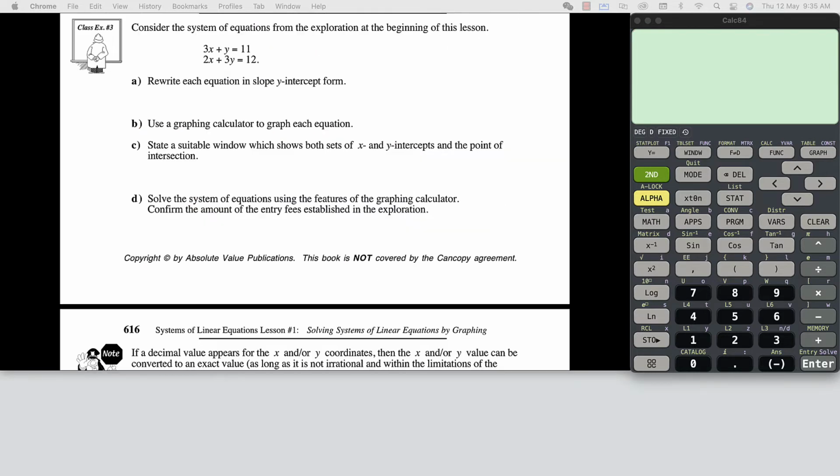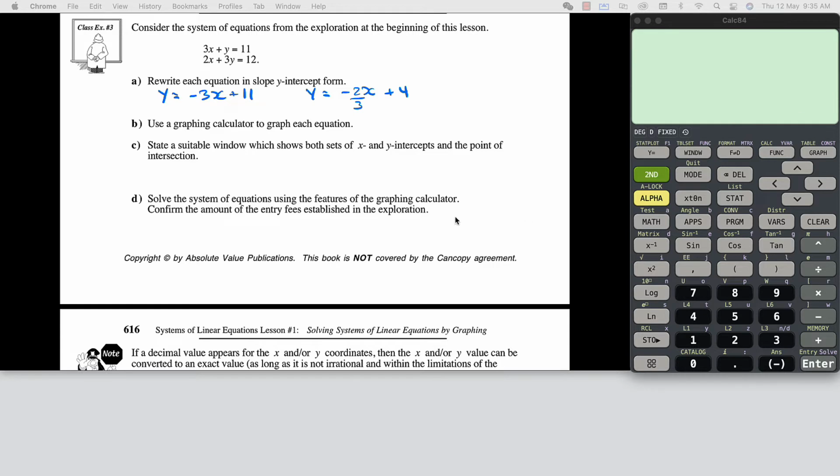Okay, on to class example number 3. Consider the equations from the beginning of the lesson. Rewrite each one of them in slope y-intercept form. So the first one is going to be y equals negative 3x plus 11. And the second one will be y equals negative 2 over 3x plus 4. That should be correct. And now they're asking us to use a graphing calculator to check this.